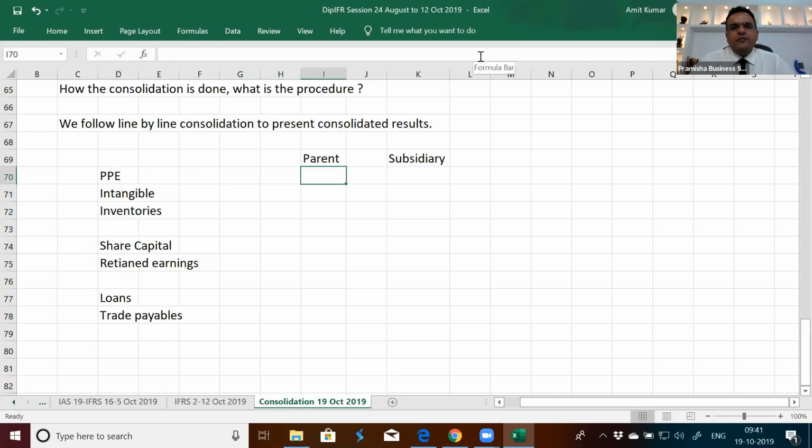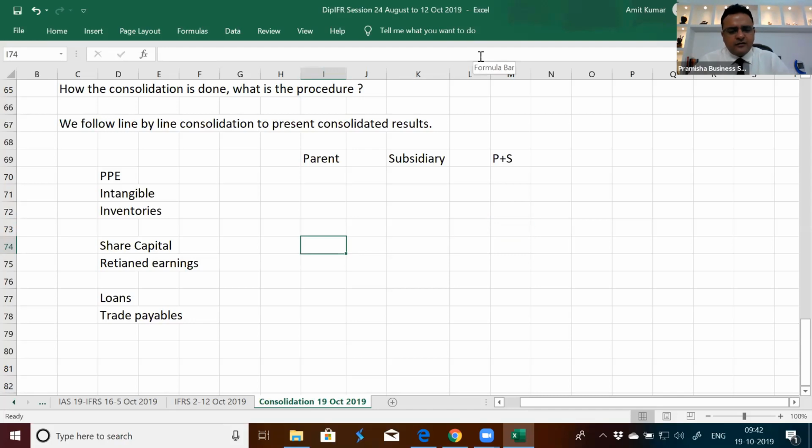When you add up the property, plant and equipment of parent with the property, plant and equipment of subsidiary, P plus S, this is known as line by line consolidation. Every line item of the parent gets added to the subsidiary's line item. If there is PPE in the subsidiary's books and PPE in the parent's books, the total will be P plus S. The intangible assets will be added and presented together. The inventory is added and presented together.